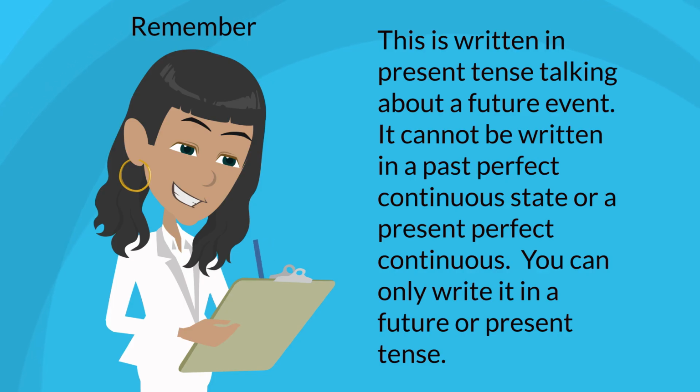One thing to remember, this is written in present tense talking about a future event. It cannot be written in a past perfect continuous or a present perfect continuous. You can only write it in a future or present tense.